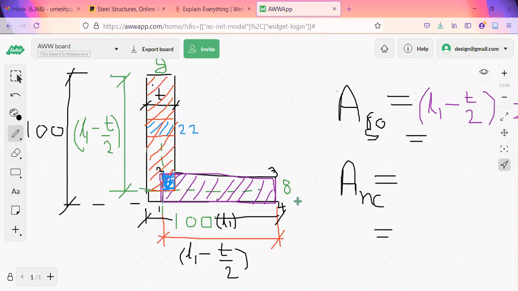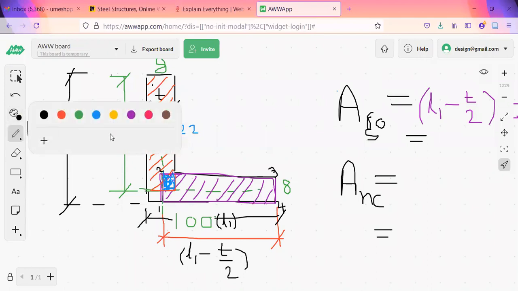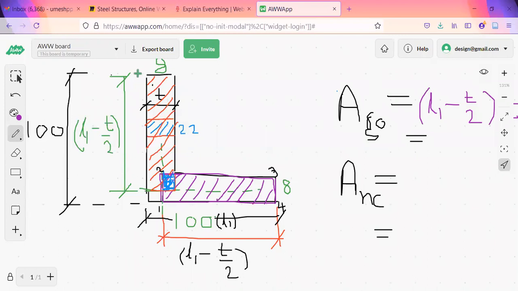Next one is the area of the connected leg. Actually, now it is the connected leg. I'll show you that rectangle. Which one? Just see this one. Which is that rectangle? A. This is A. This is B. This one is C. See this. This one is C. This is B. So ABCD is one more rectangle. So if you add these two, you will get the total area of the angle section.